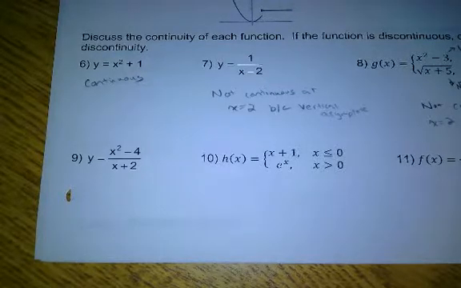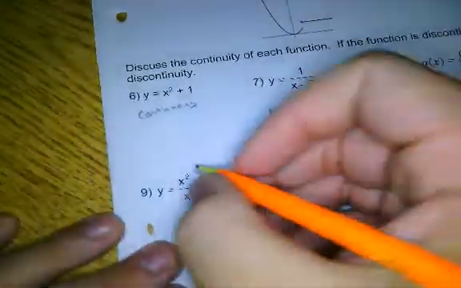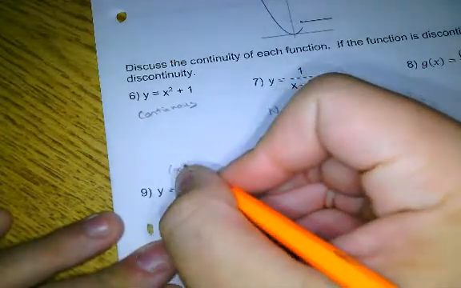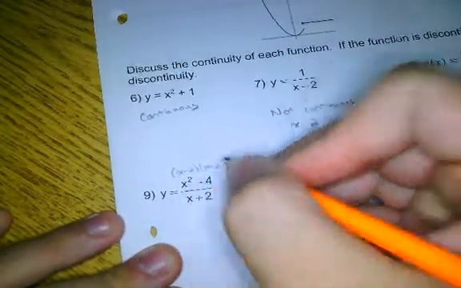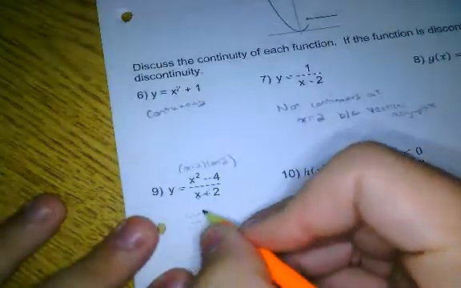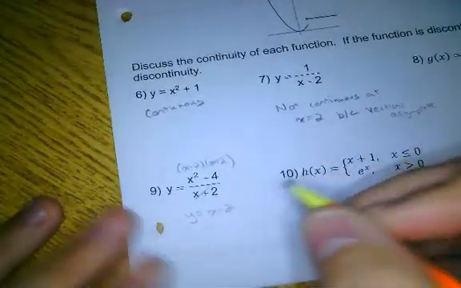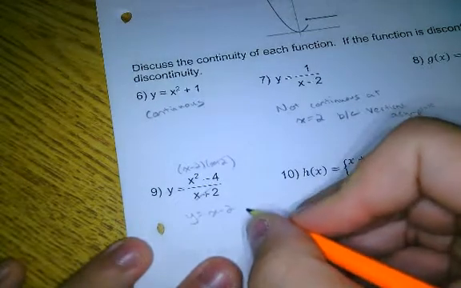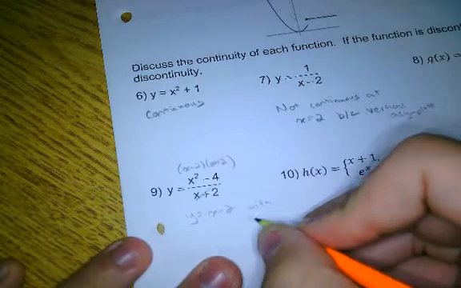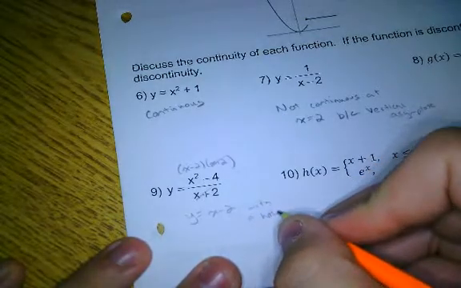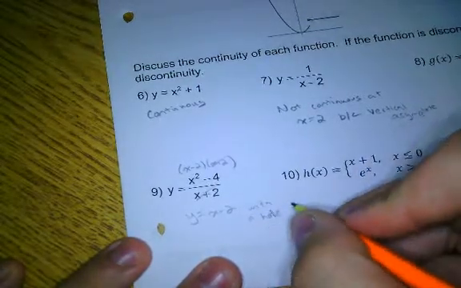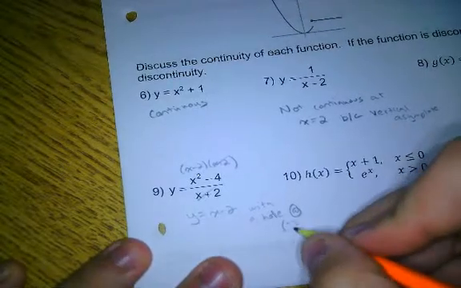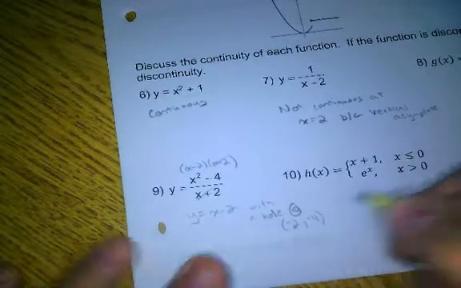This is kind of a weird one. This one has a hole. How do I know it has a hole? Because this can factor as x minus 2, x plus 2. And those cancel out. So we have y equals x. This is actually the graph of y equals x minus 2, but with a hole at -2, -4.